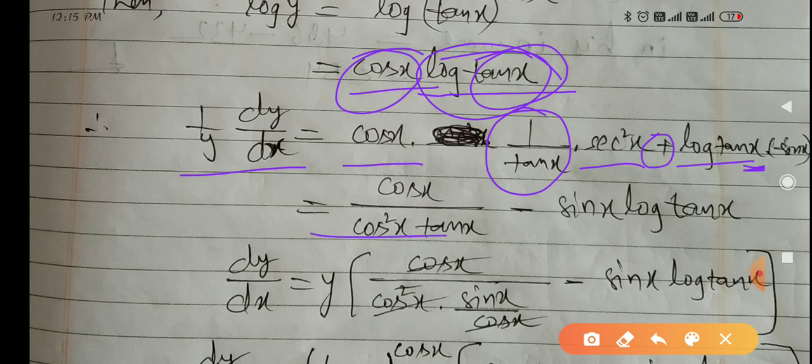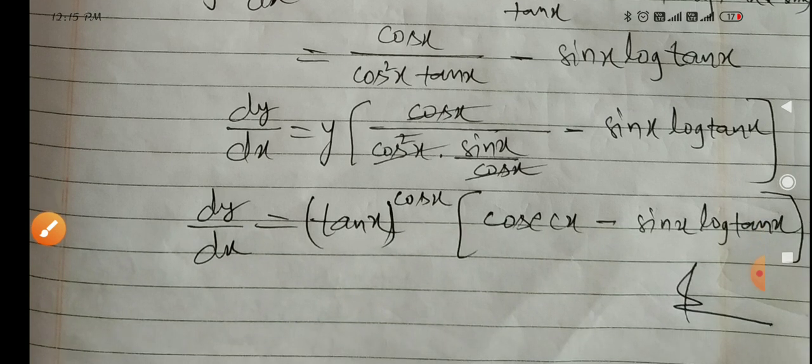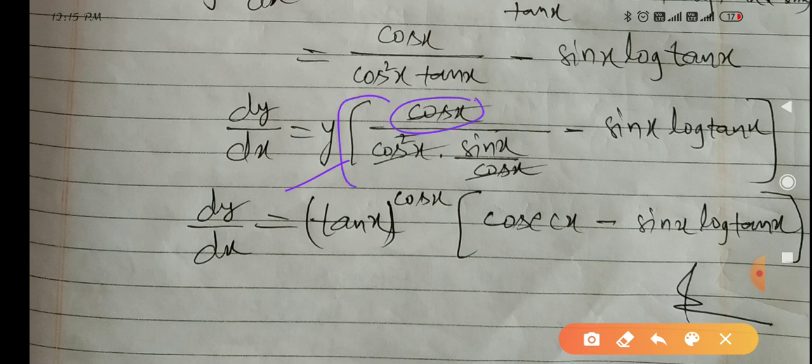Now cos x upon this, sec x can be written as 1 upon cos square x, and tan x is already in the denominator, minus sin x log tan x. Now you can see y you can take from LHS to RHS. So y into bracket start cos x upon cos square x, tan x you convert to sin x upon cos x, and this second term is the same, minus sin x into log tan x.